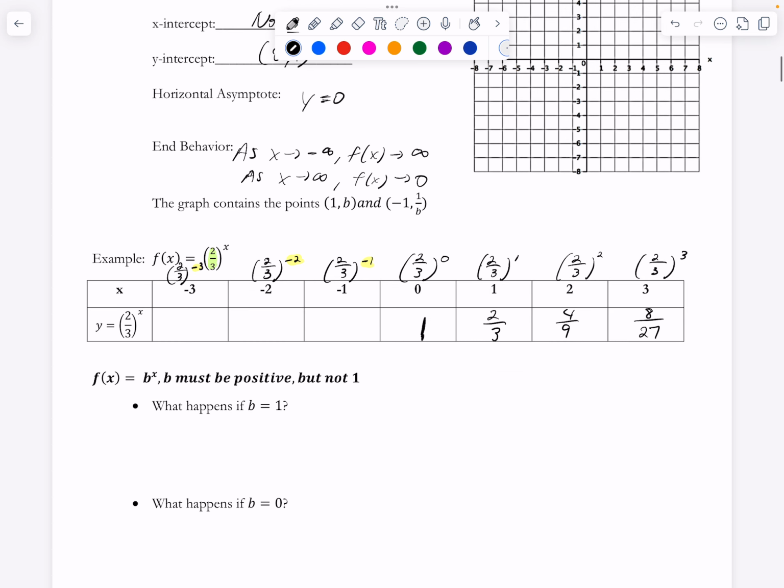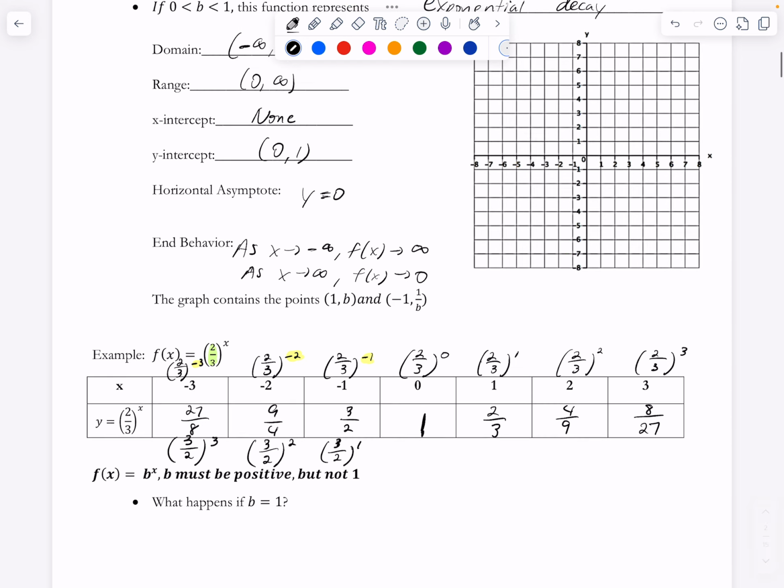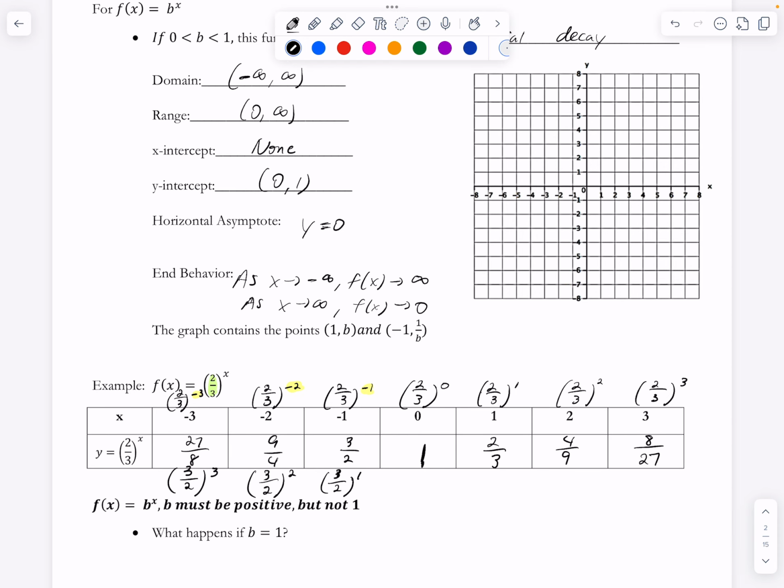When you have these negative exponents, what we're going to do is take this base, this fraction, and do the reciprocal, so 3 over 2, and that will allow me to make the power positive. So 3 over 2 cubed, 3 over 2 squared, and 3 over 2 to the first power. So it's going to be 3 halves, this will be 9 fourths, and this will be 27 eighths.